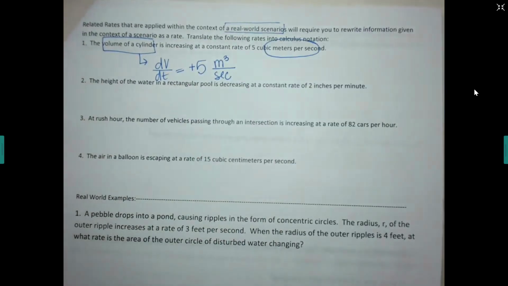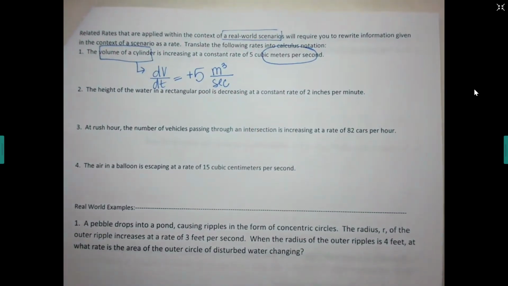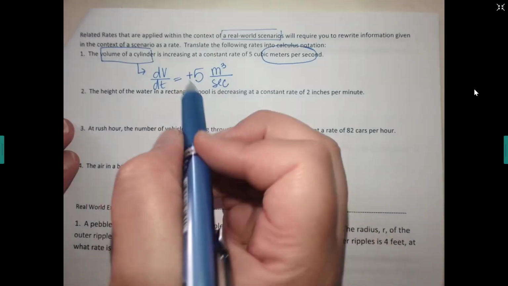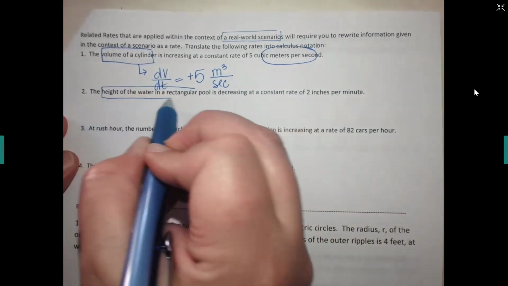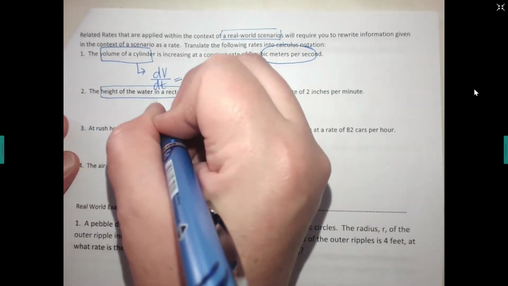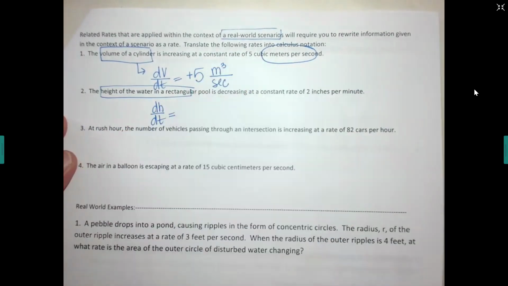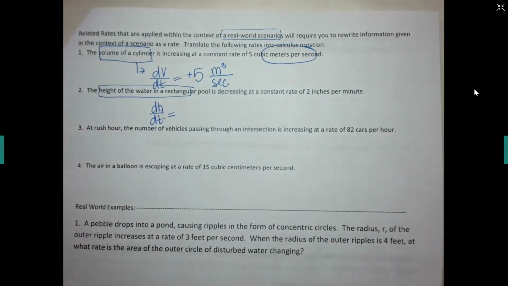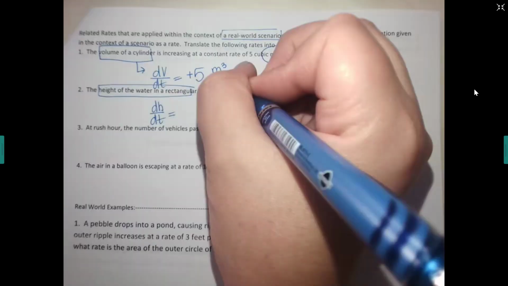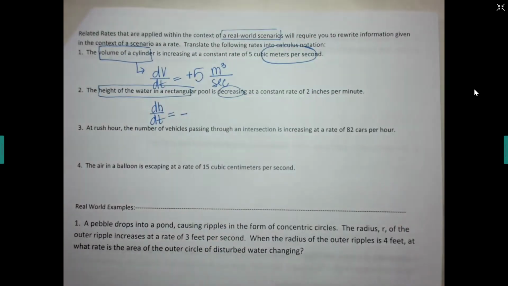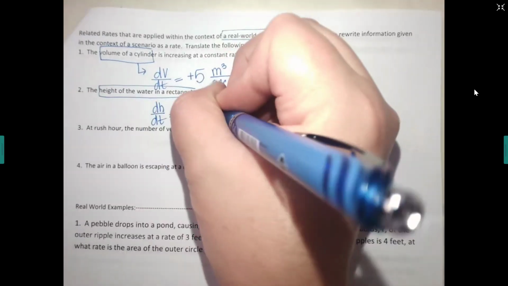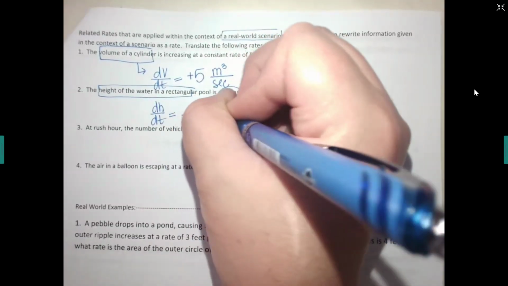Okay. Let's take a look at the next one. This time, the quantity that we're talking about is the height of water in a pool. So if I'm talking about how fast the height of water in a pool is changing, I'm going to call that dH/dt. Okay, and then it tells me that the height of the water in the pool is decreasing. So remember, decreasing means that it's equal to a negative value. And then it says it's 2 inches per minute. So it'd be negative 2 inches per minute.